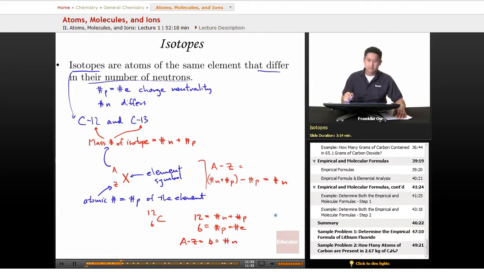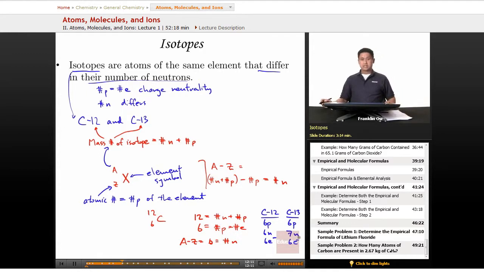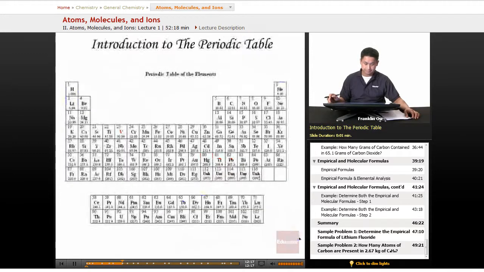And so carbon-12 has 6 protons, 6 neutrons, and 6 electrons. However, if you do the same analysis for carbon-13, we're going to get 6 protons, 7 neutrons, and 6 electrons. So as you can see, isotopes strictly differ by the number of neutrons present inside the nucleus.